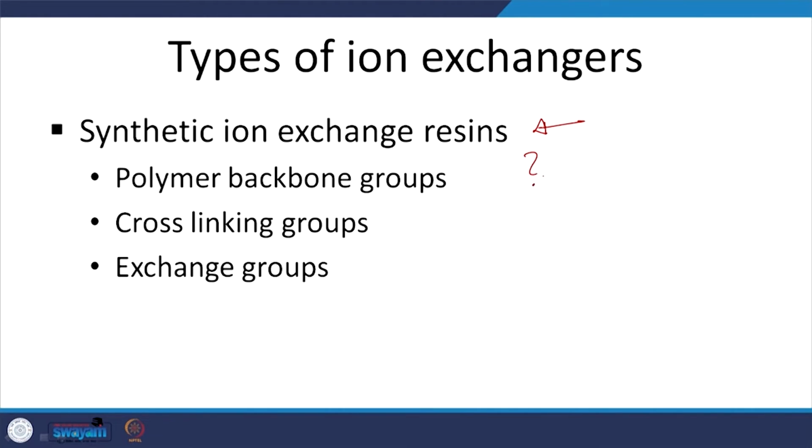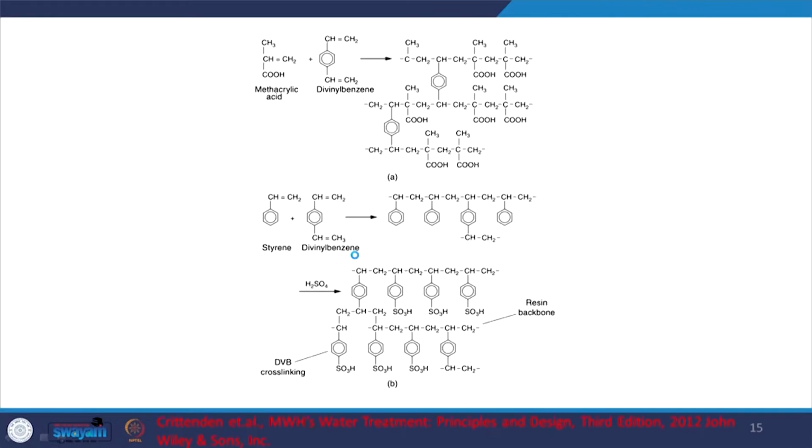What do these resins contain? Obviously, we need a polymer backbone, that is one aspect. And to interlink these backbones, you are going to have cross linking groups. And obviously, for the exchange, you need the exchange groups. One is the backbone, one to cross link, and one is the exchange group. So, let us look at a picture. Here we have the relevant picture.